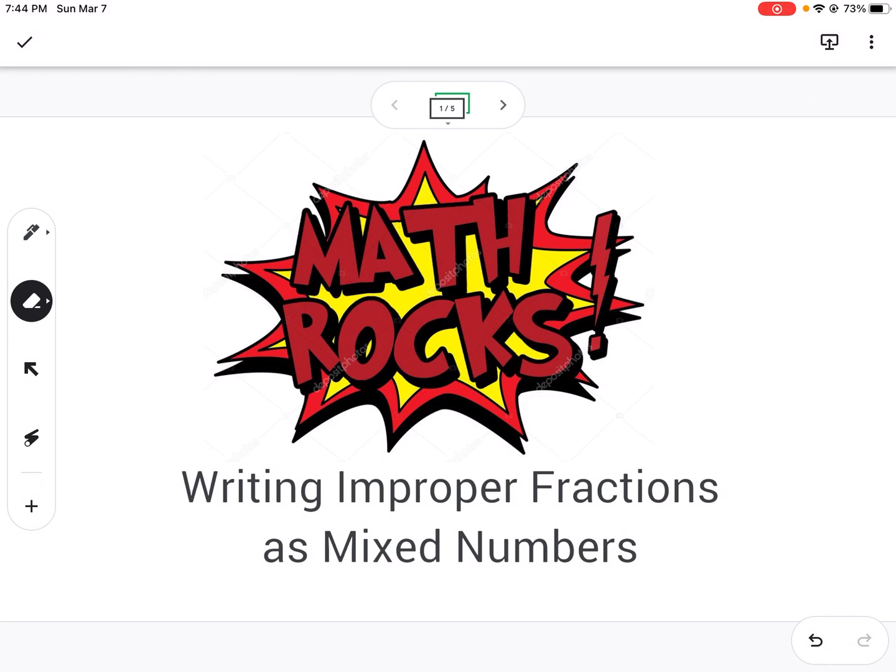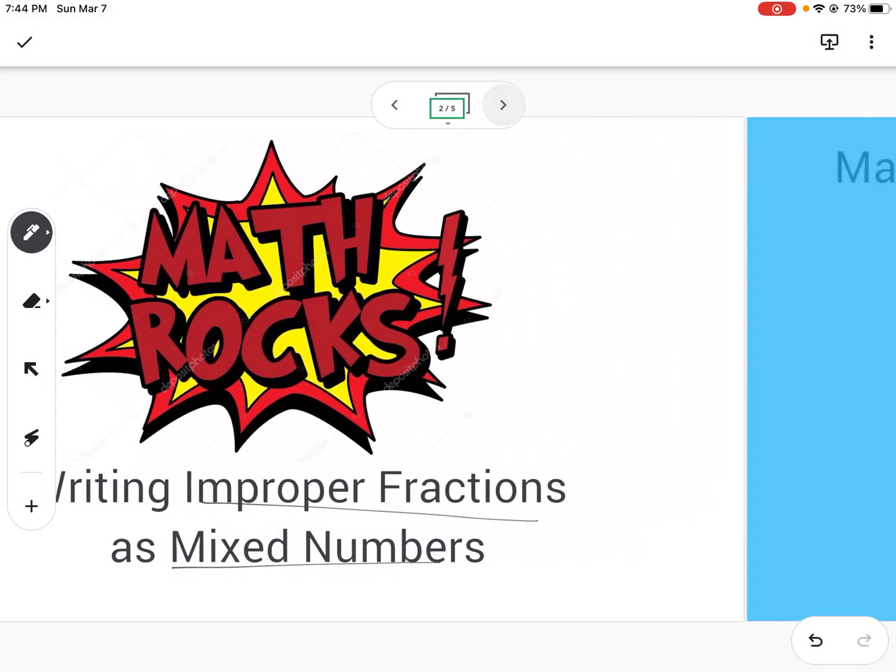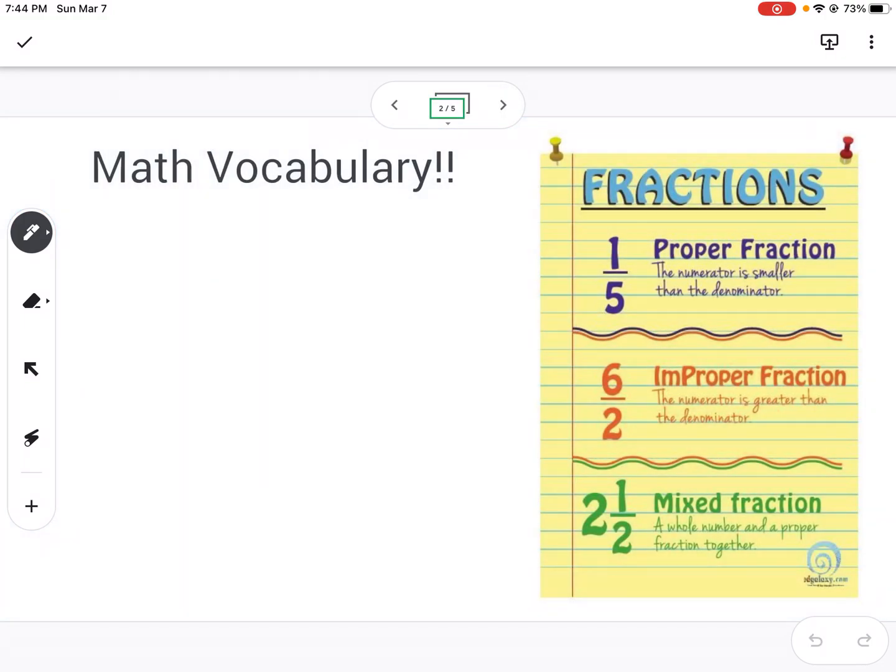And today's math video is all about writing improper fractions as mixed numbers. So we're going to review what those math words mean, improper fractions and mixed numbers, before we begin. So here we have our math vocabulary, and there's three words that we need to go over.